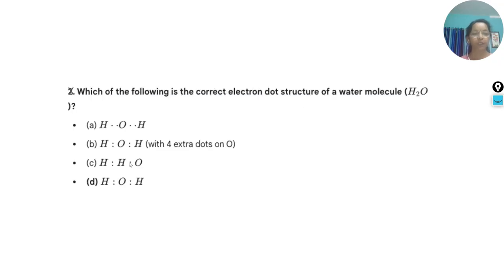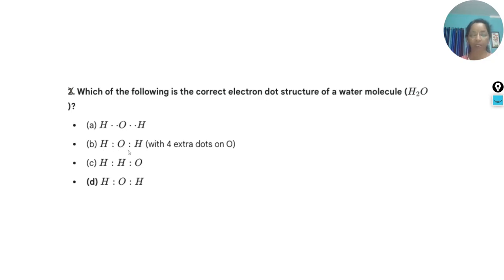Next, the self-linking property of carbon atoms to form long chains is known as, no doubt, catenation. Option C. Which of the following is the correct electron dot structure of a water molecule? When you check an electron dot structure, be careful about the number of electrons around an atom. For hydrogen, it should be 2, but for all others it should have 8 electrons in the last shell. So oxygen should have 8 electrons after sharing. In all the cases except this one they show 4 extra dots on oxygen. So this is the correct answer.